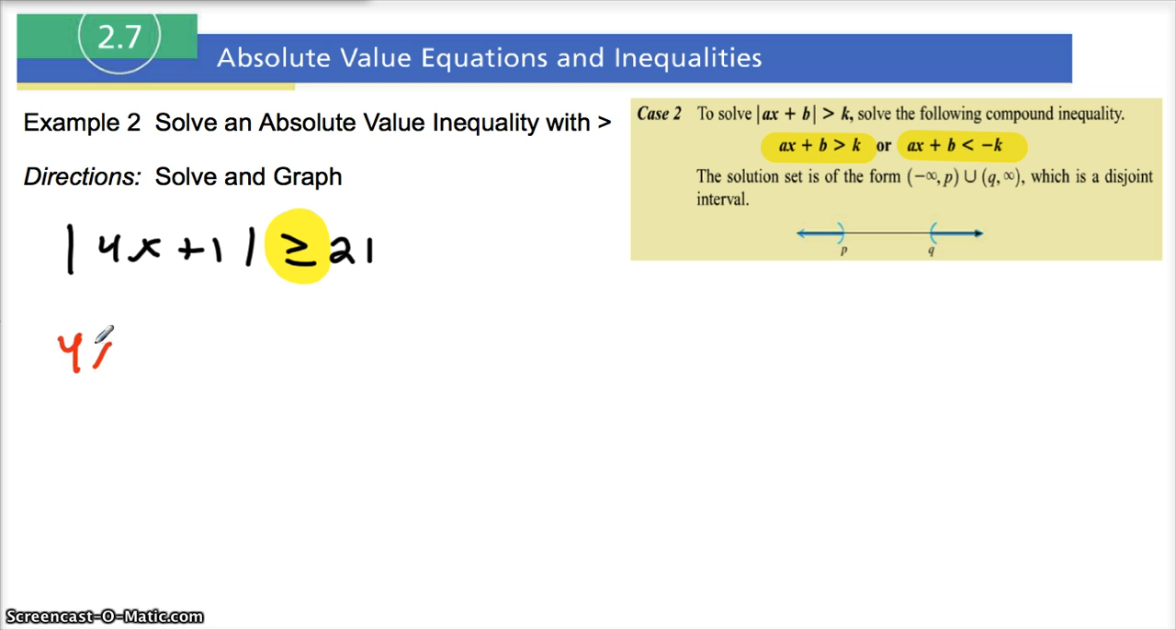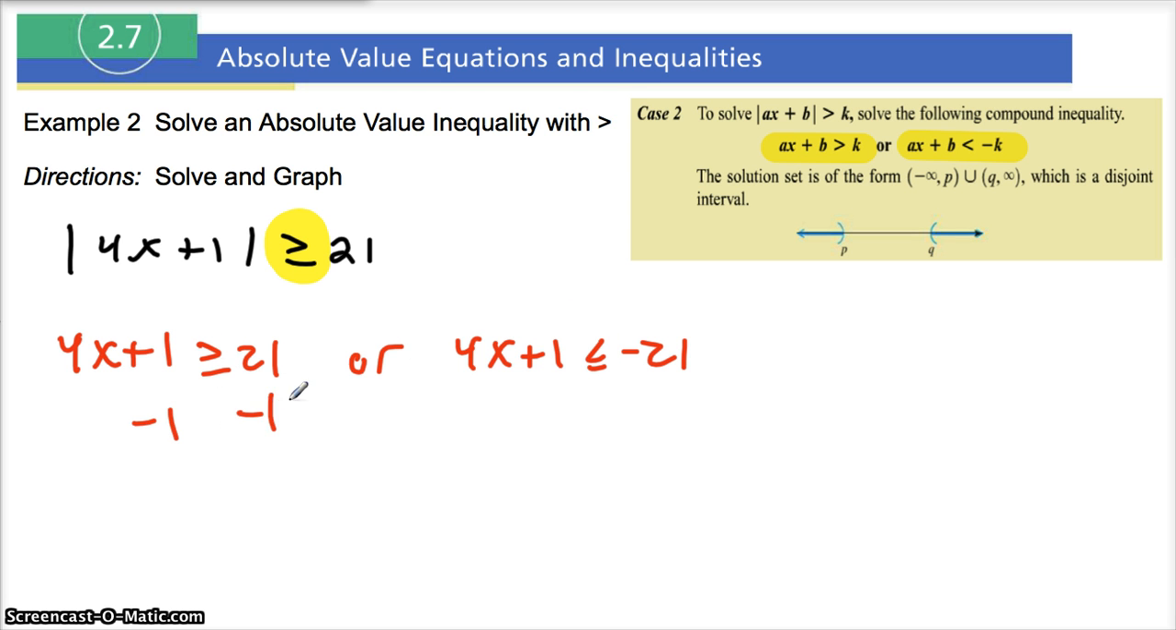So we're going to have 4x plus 1 is greater than or equal to 21, or we have 4x plus 1 is less than or equal to negative 21. So we have both of these cases. Now let's solve for x. We subtract 1 from both sides and we get 4x is greater than or equal to 20. Then we divide by 4 on both sides, and we get x is greater than or equal to 5.